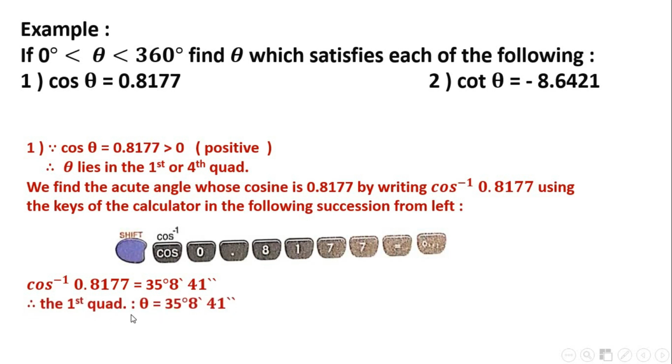In the first quadrant, theta will be 35 degrees, 8 minutes, 41 seconds. And in the fourth quadrant, theta equals 360 minus 35 degrees, 8 minutes, 41 seconds, which is 324 degrees, 51 minutes, and 19 seconds.